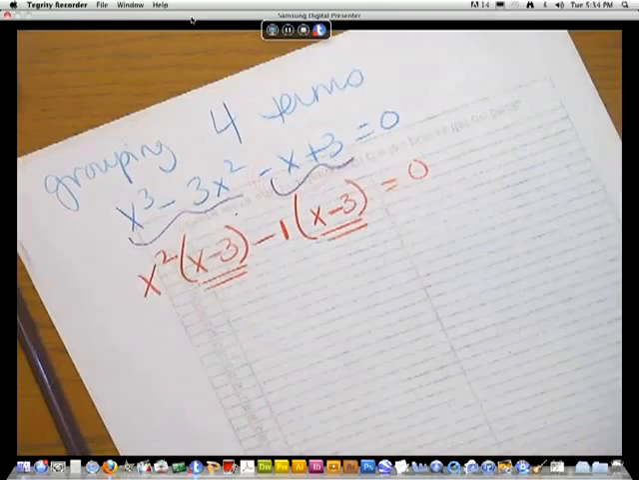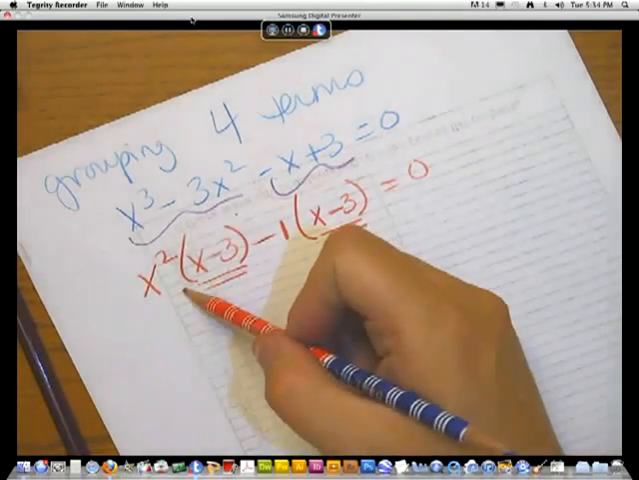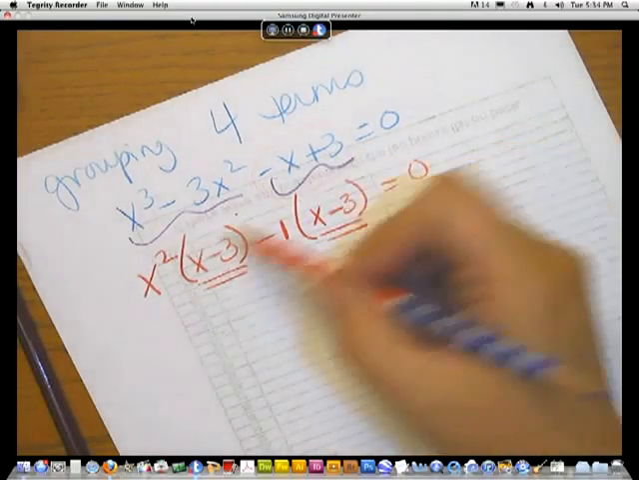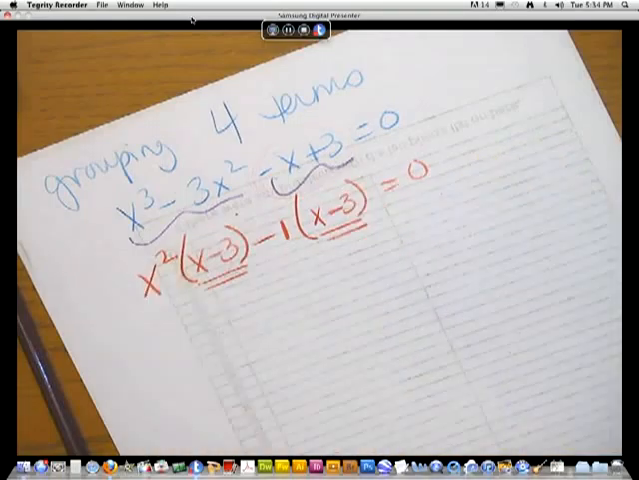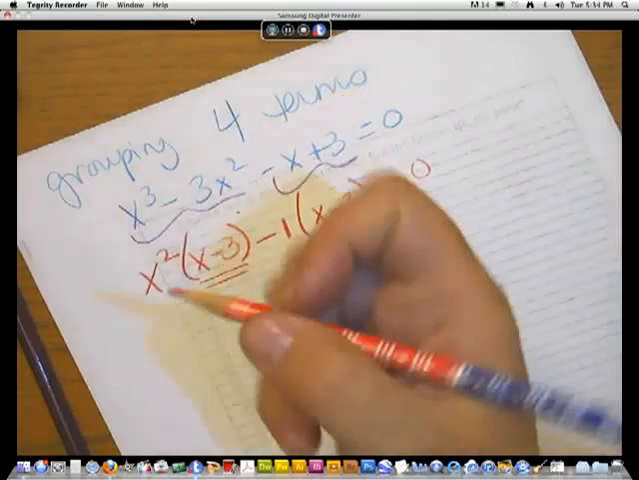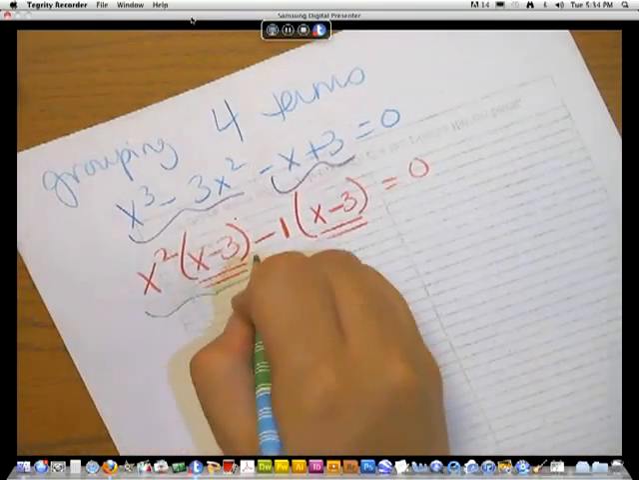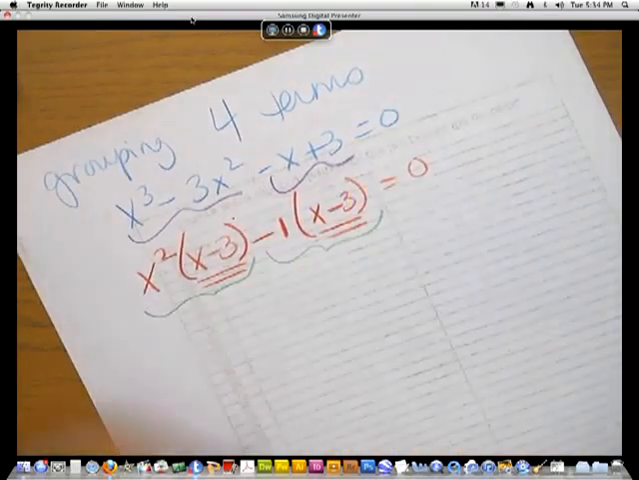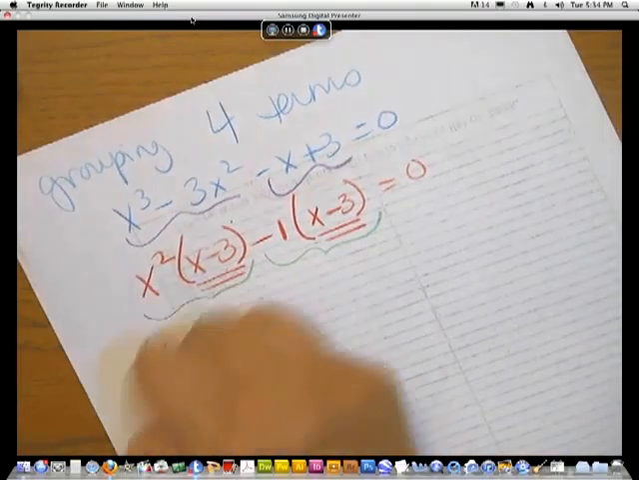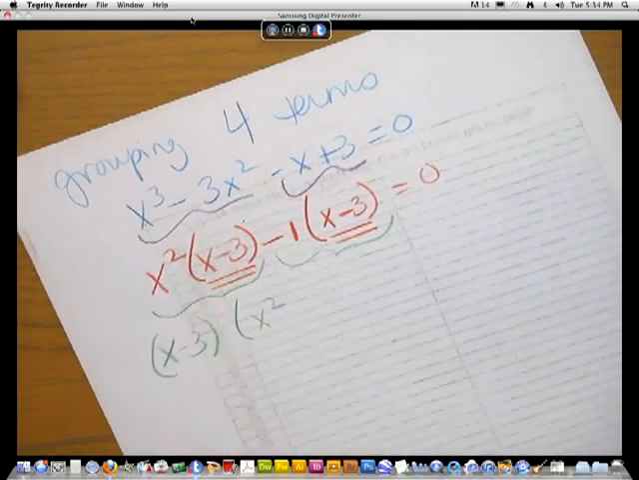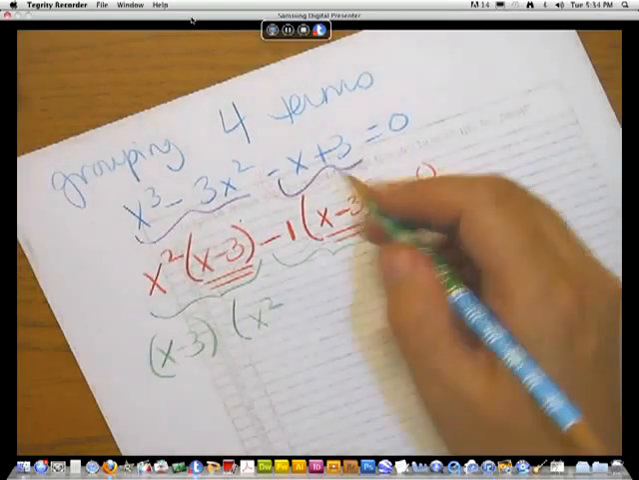Now, I have like terms, and that is the purpose of grouping, is that when you pull a GCF out of the first 2, a GCF out of the second 2, what's left over is the same. That's the whole purpose of grouping. So now, I'm going to GCF again. What's in common with the first term and the second term? Well, it's an x minus 3. If I take the x minus 3 out, what's left over? X squared. What's left over?